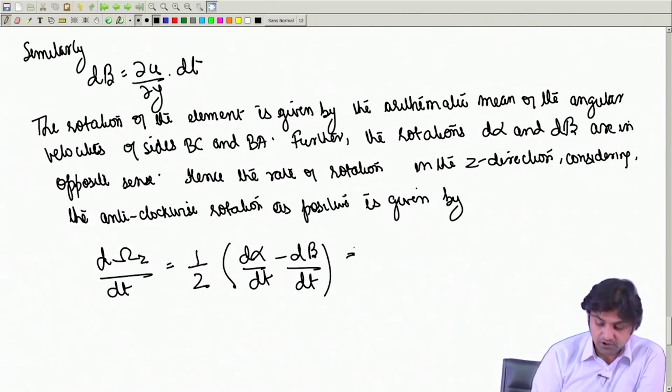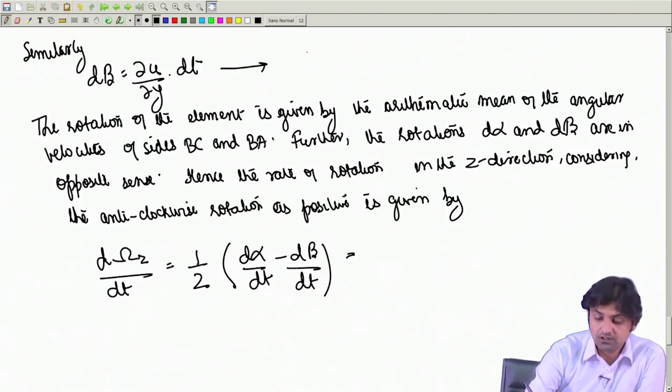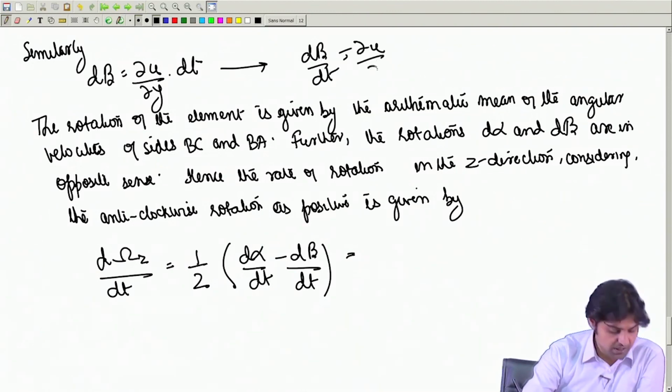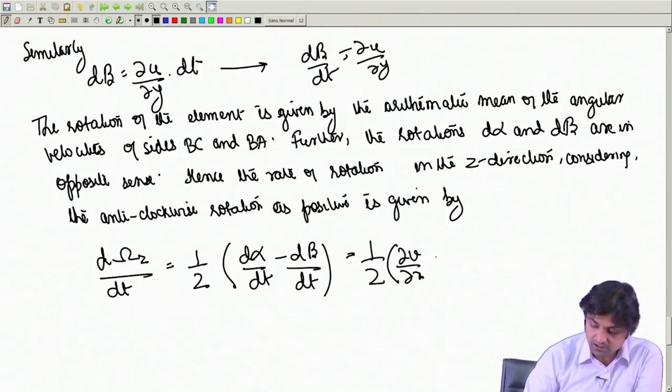So because d alpha by dt and d beta by dt we have found out from the previous, you see, d beta by dt can be written as del u by del y, all right. So we can simply write d alpha by dt is del v by del x, and d beta by dt will be del u by del y, okay.